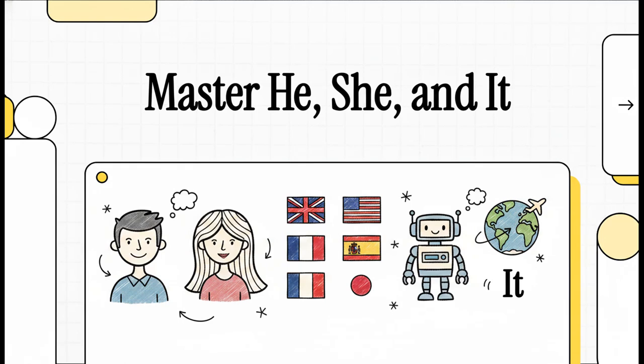Today we're going to master something absolutely fundamental in the English language, and that is how to naturally use he, she, and it. If you're just starting to navigate English, you are exactly in the right place. We're going to break this all down so it's clear, it makes visual sense, and most importantly, it's actually easy to remember. So, let's just dive right in.